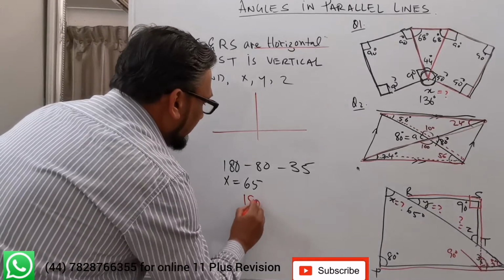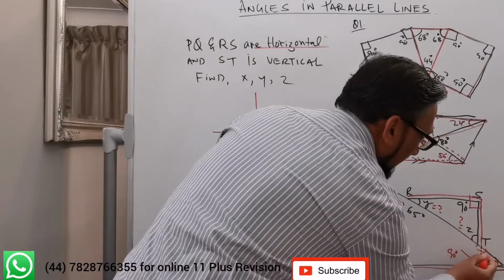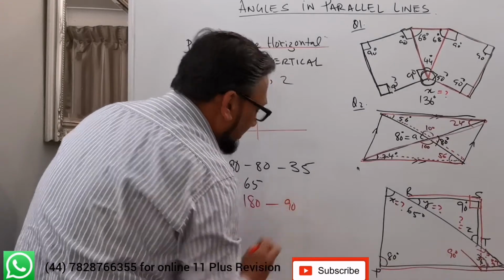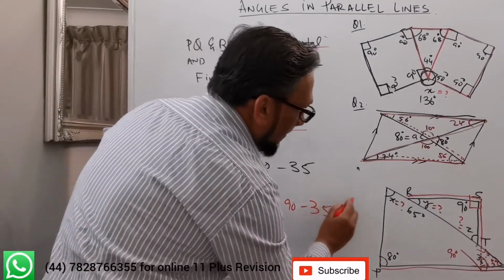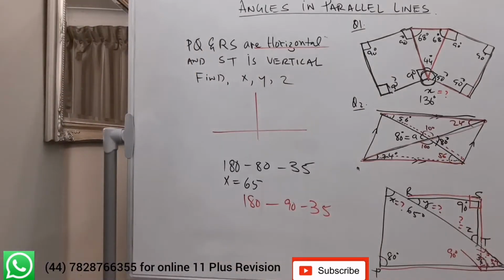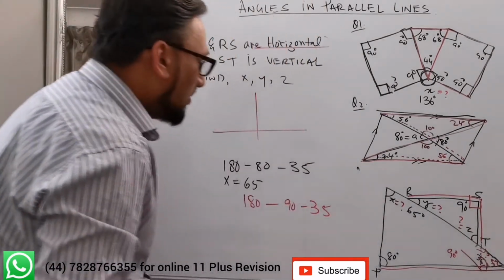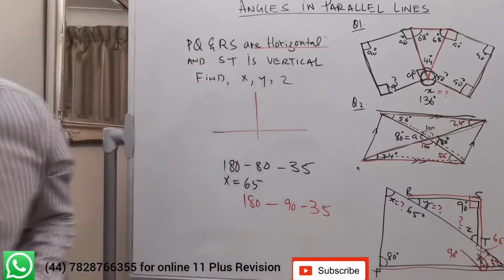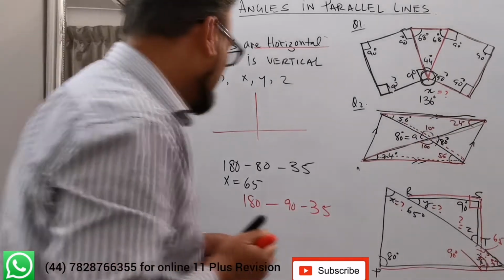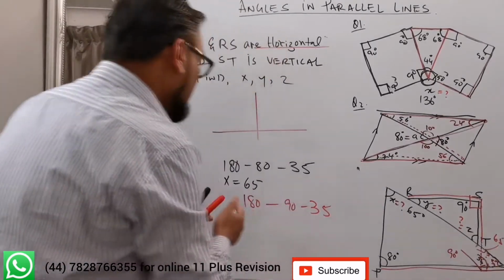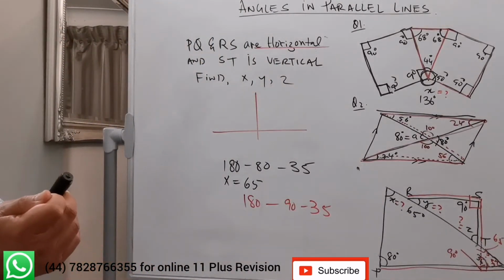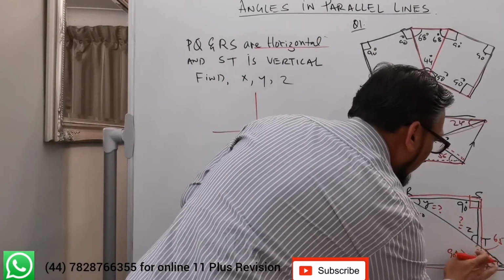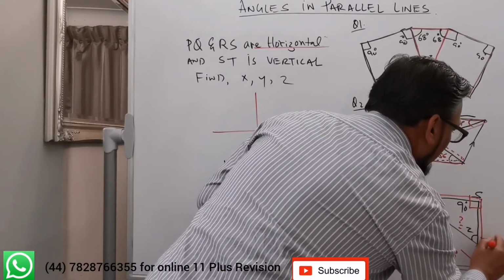So 180 degree, I need to find out this angle. So 180 minus 90 and minus 35, which will be 65 degree. Oh, sorry, this is 90. So 180 minus 35 degree, which is 55 degree. So this is not 65, this is 55 degree.